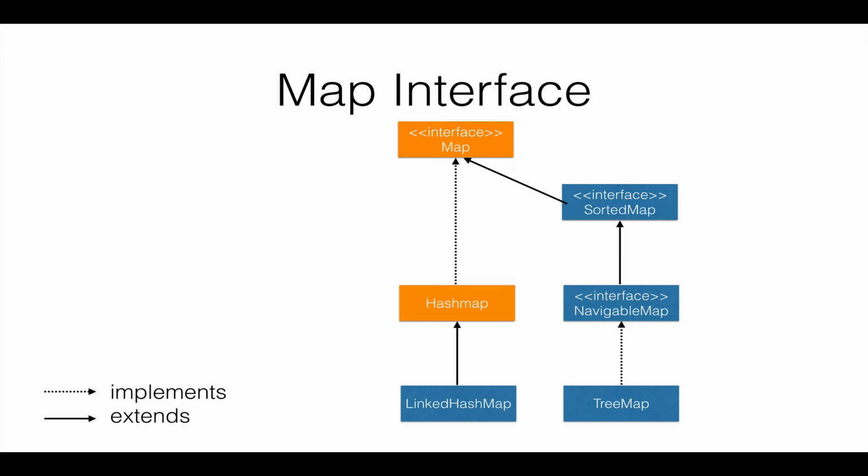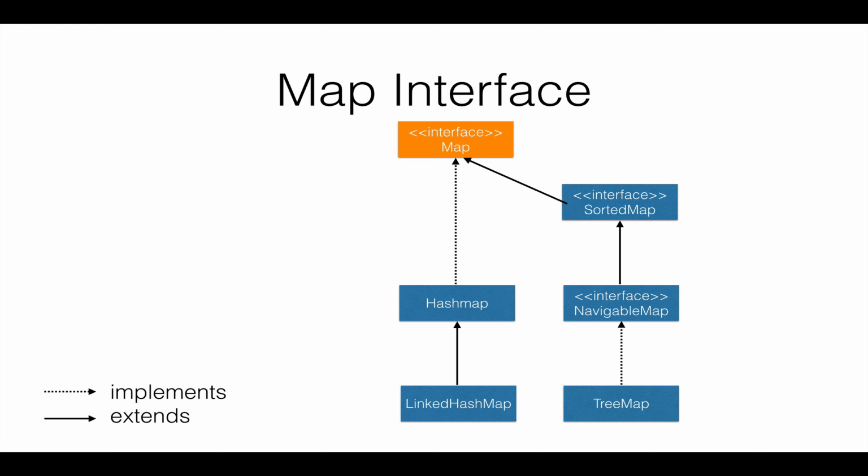HashMap is the default implementation that you should use in the majority of cases. A map usually does not make any guarantees on how it internally stores its elements. An exception to this rule is linked hashmap, which allows to iterate the map in the order of insertion. Last but not least, tree map is a constantly sorted map.